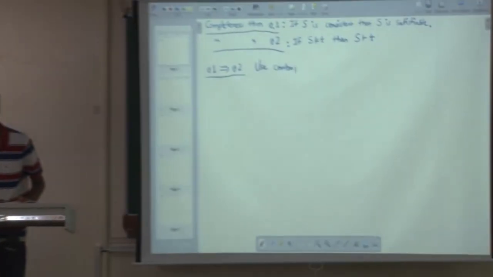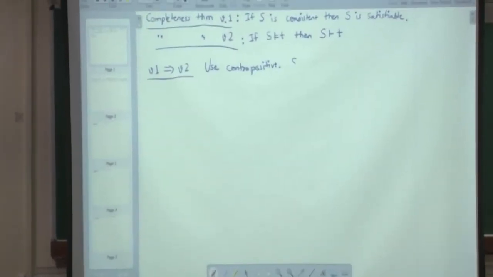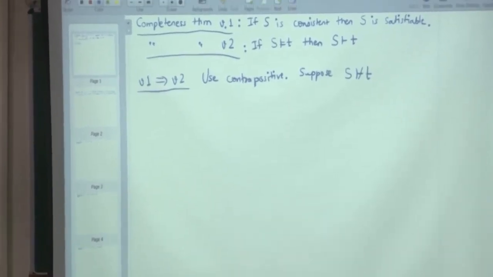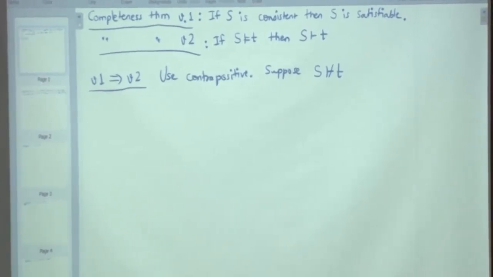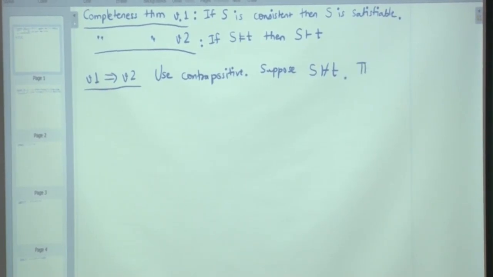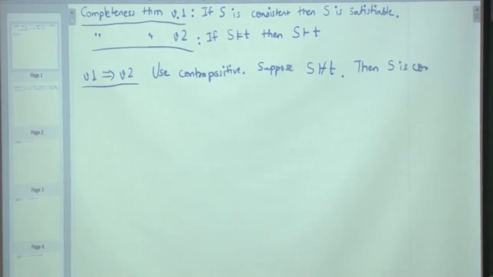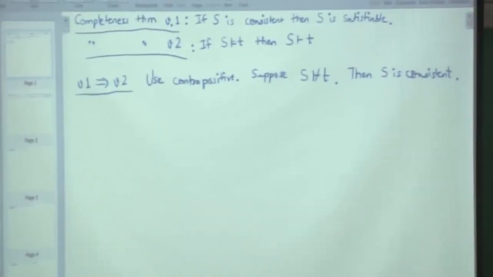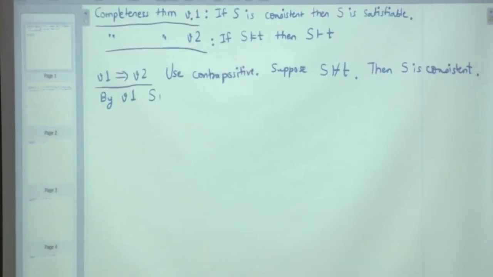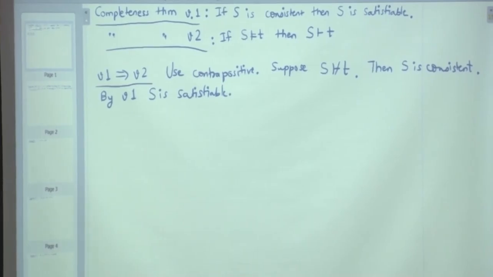Contrapositive, okay. So let us use contrapositive. Suppose there is no deduction of T from S, then S is consistent. This is simply the definition of consistency, and therefore by version 1, S is satisfiable. Everybody, don't write it yet. I will tell you when it is right.